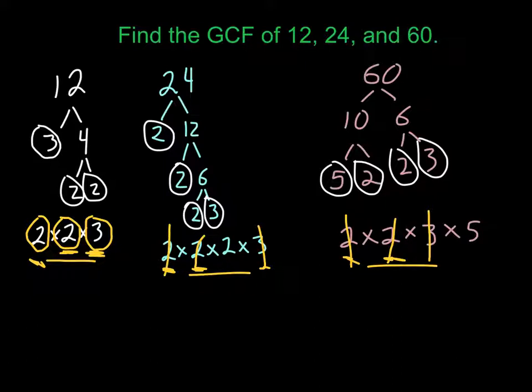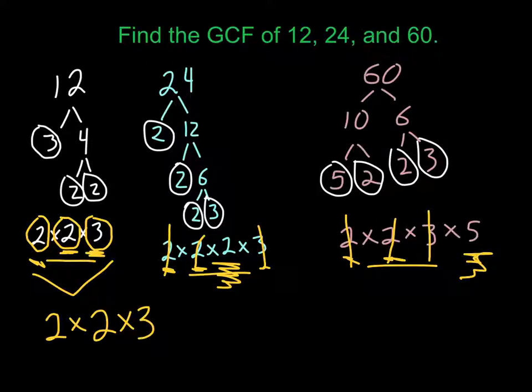Now I'm left with a 2 right here, and I'm left with a 5 right here. But since those don't match in all of the other sets of numbers, these are the only 3 numbers that match. So now to find the greatest common factor, I just take 2 times 2 times 3. 2 times 2 gives me 4, times 3 gives me 12. So that would be my greatest common factor.